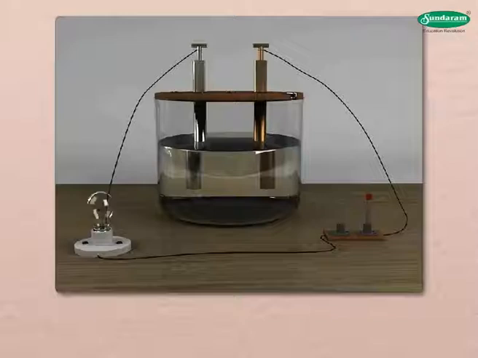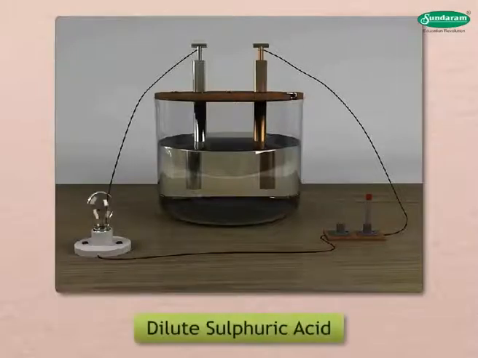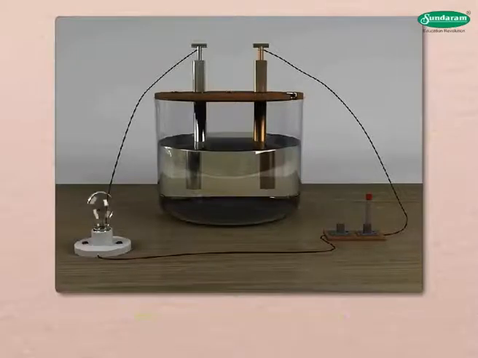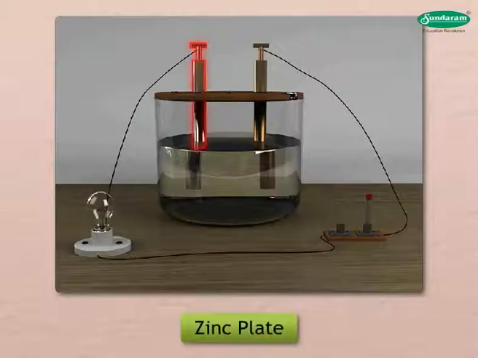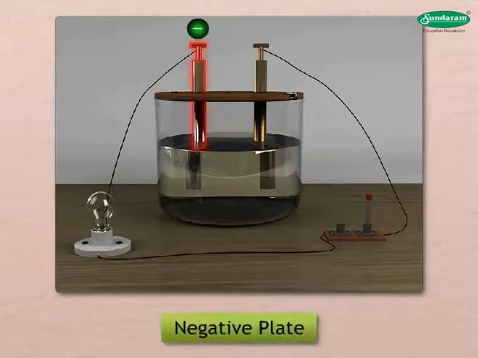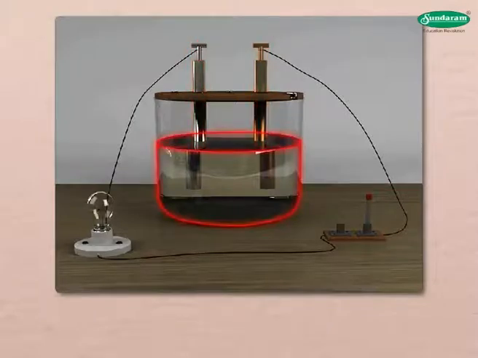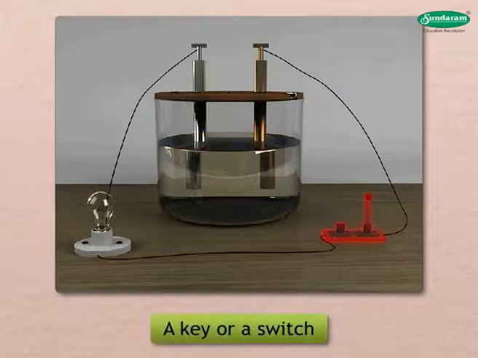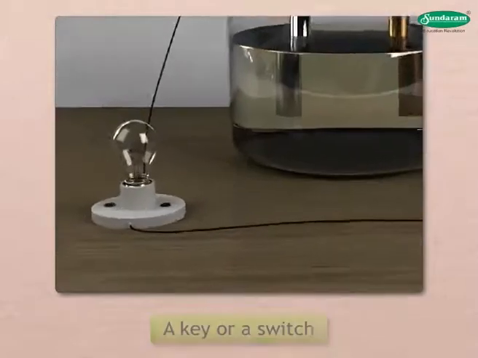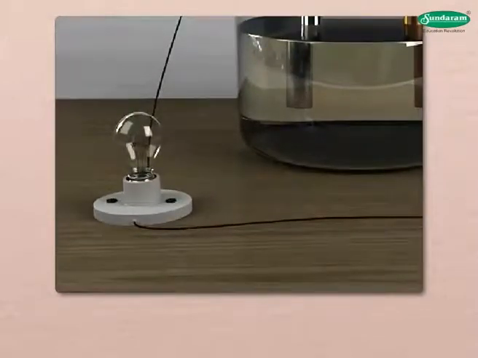We will first study the simple cell. Simple cell. We first take a glass trough and then pour dilute sulfuric acid in the trough. Now we take a zinc plate acting as negative plate and copper plate acting as positive plate and insert them in the dilute sulfuric acid. Then we get a bulb and a key or a switch. This bulb is used to indicate the flow of current.